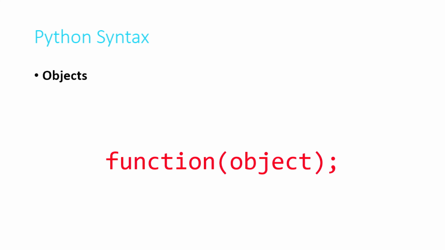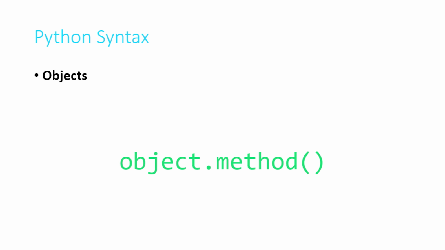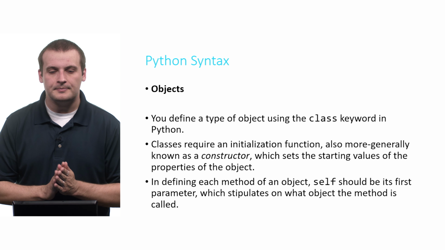We don't pass objects into a function. We call methods on objects. And that's the general syntax that you'll see in a lot of object-oriented programming languages: some object, and there's some method, which again is just another word for a function, that is associated with it that we are calling on that object. We'll take a look at an example of this in just a moment.